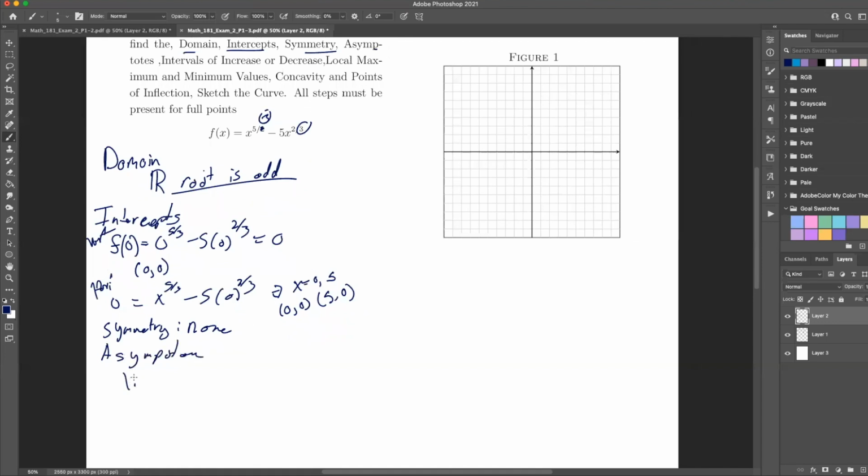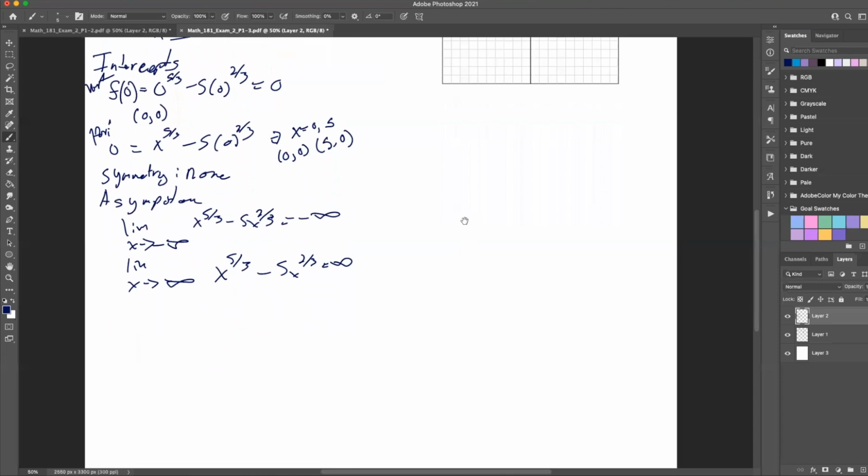So here we're just going to take the limit as x goes to minus infinity of x to the 5/3 minus 5x to the 2/3, and here it goes to minus infinity. And the limit as x goes to positive infinity of x to the 5/3 minus 5x to the 2/3 is going to just go to positive infinity. All right, but we do have 2 points. Let's go ahead and graph these 2 points. We have a point here, and then 1, 2, 3, 4, 5, a point here.